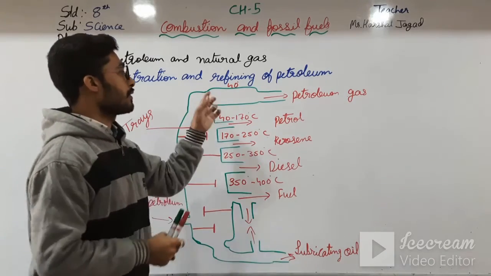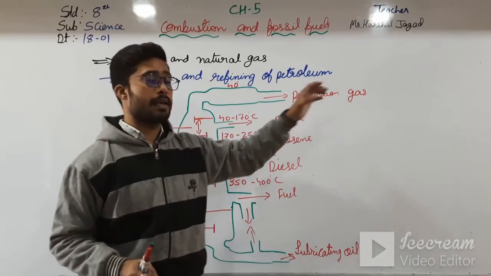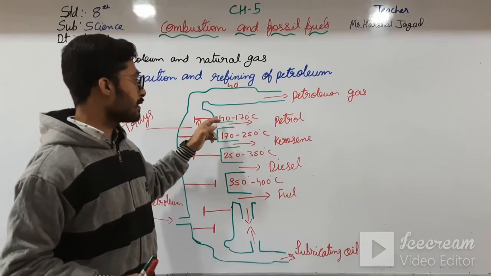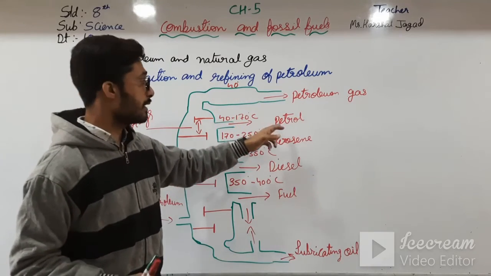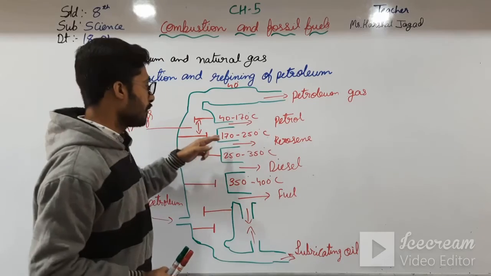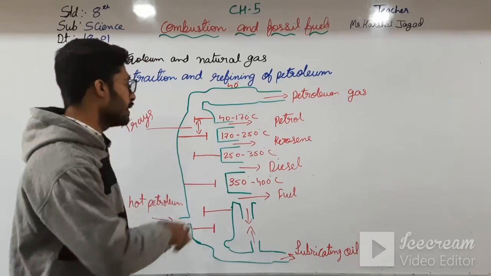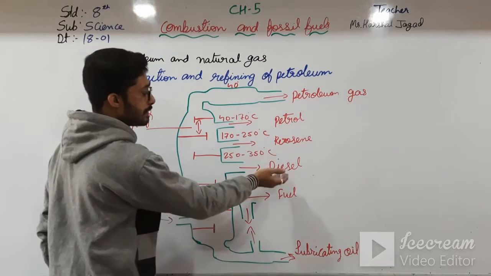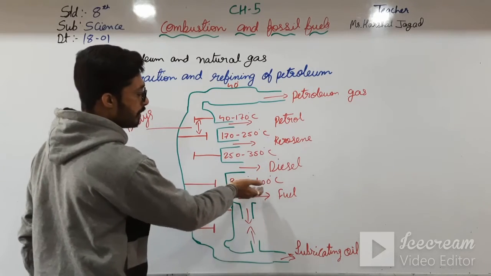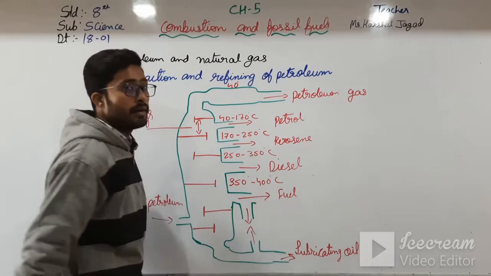So at last, what we get is petroleum gas, and after that, at 40 to 70 degrees Celsius, that is petrol. Then at 170 to 250 degrees, we get kerosene, and at 250 to 350, that is diesel, and here 350 to 400, that is fuel.